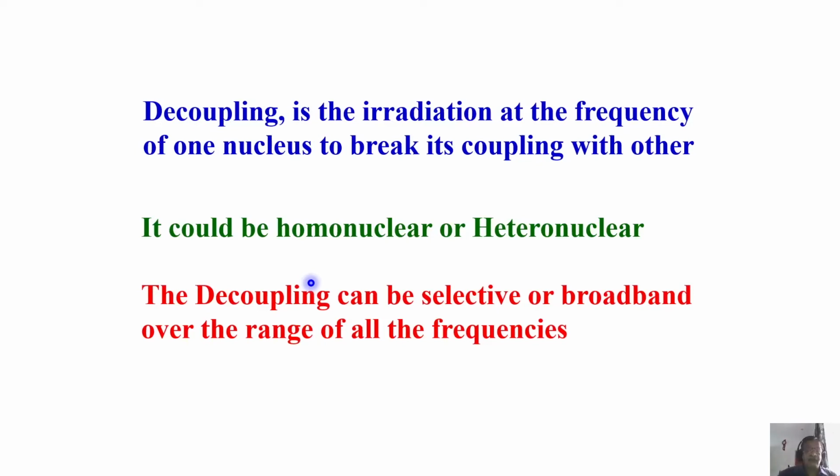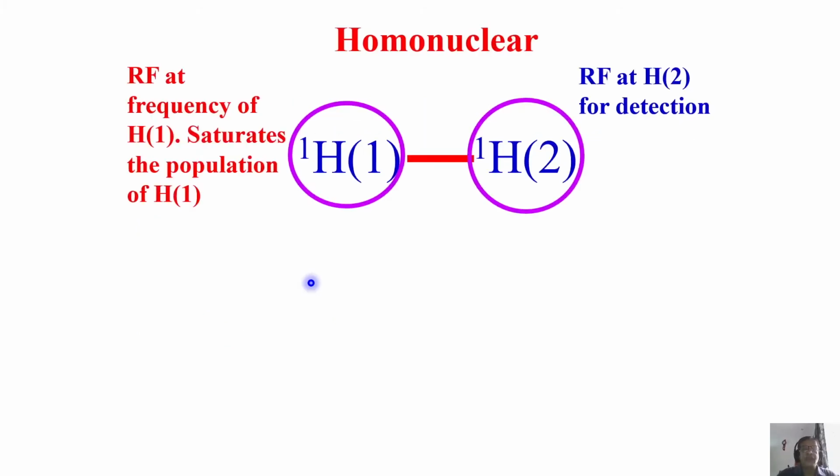Okay, this is what happens. So this decoupling can be selective or broadband. In the case of proton, it can be selective also. Diagrammatically, in the homonuclear case, let us say two protons are coupled. I am going to saturate this proton and I will apply the RF pulse in such a way that I am detecting the signal here. So I am saturating one of the protons which is coupled to this proton, and I will see what is the change here. It could be one spin, two spins, many spins can be coupled here. When I hit this proton, whatever other protons are coupled to it, you see the change in the spectrum there. The complexity would have reduced.